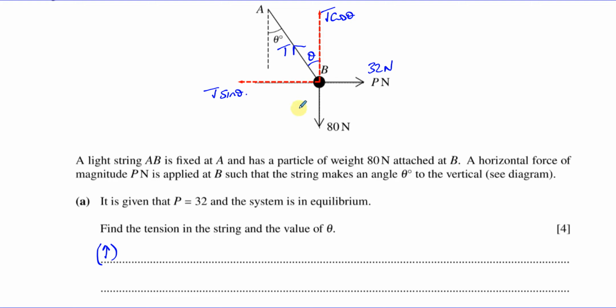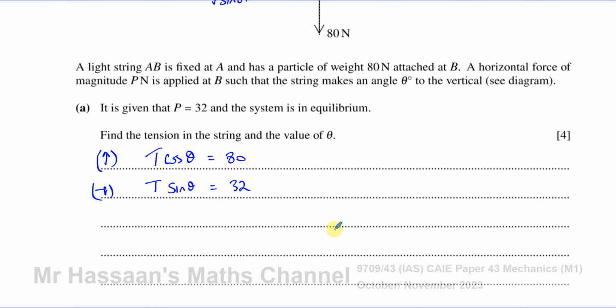So if we resolve vertically, then we can say T times cosine of theta is equal to 80 newtons. And if we resolve horizontally, we can say T times the sine of theta is equal to 32. Now, a lot of students didn't know what to do next. They see that we have two unknowns, theta and T, but how do we deal with it?